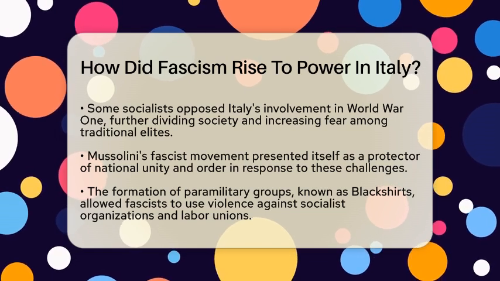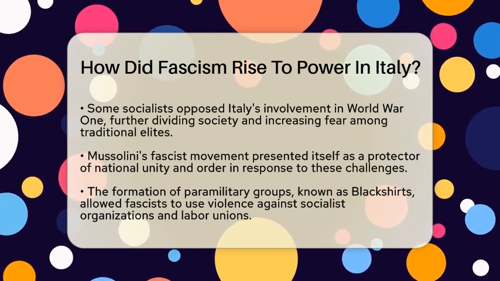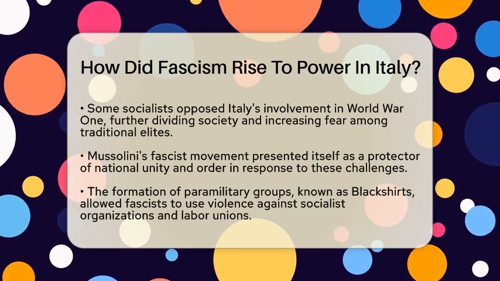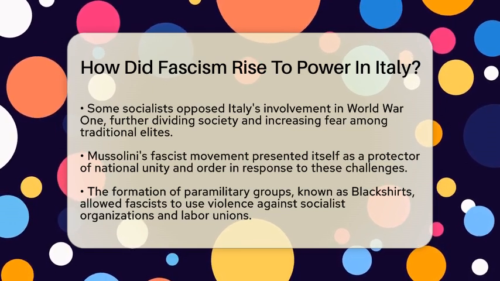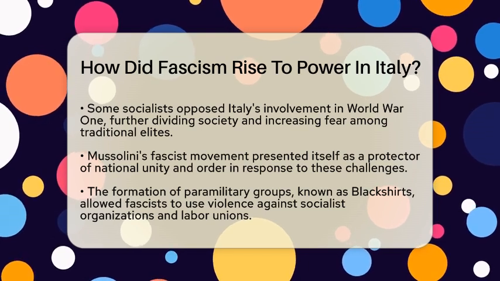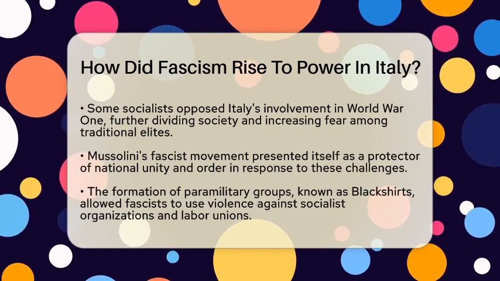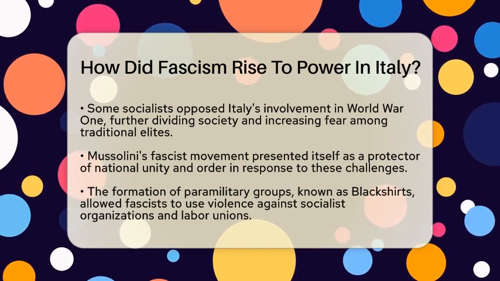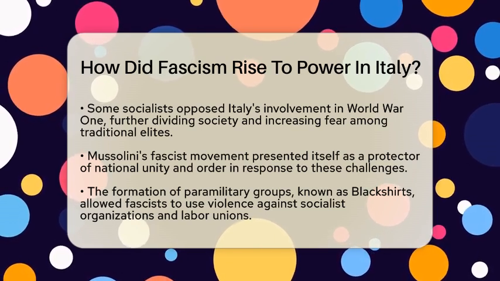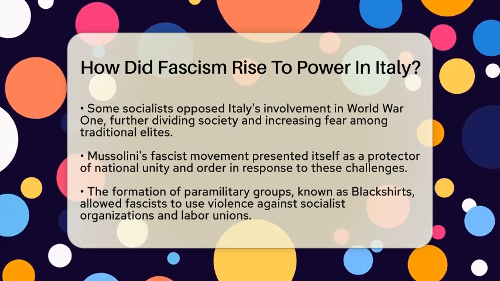In response to these challenges, Mussolini and his fascist movement stepped in, presenting themselves as protectors of national unity and order. They formed paramilitary groups known as blackshirts. These groups used violence and intimidation to attack socialist organizations and labor unions. They disrupted strikes and assaulted socialist leaders, which helped them gain support from industrialists and landowners. These groups saw fascism as a way to suppress the growing socialist influence and protect their economic interests.